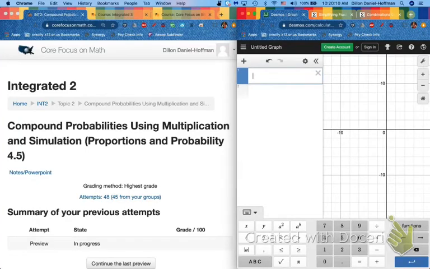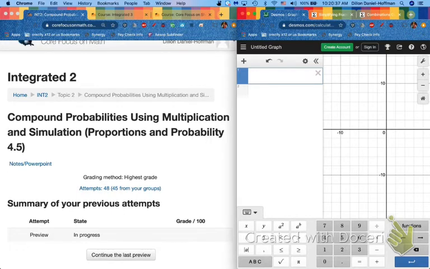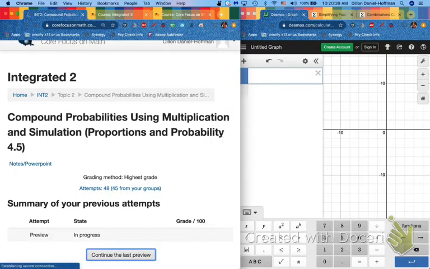Compound probabilities, once again, this time using multiplication and simulation. On the right-hand side, you see that I have left up my Desmos calculator, my simplifying fractions calculator, and just in case we need it for the rest of this unit, my combinations calculator that we used last assignment to determine the exact number of combinations that you can have when you flip a number of coins to get heads or tails. Let's dive right in and talk about number one.